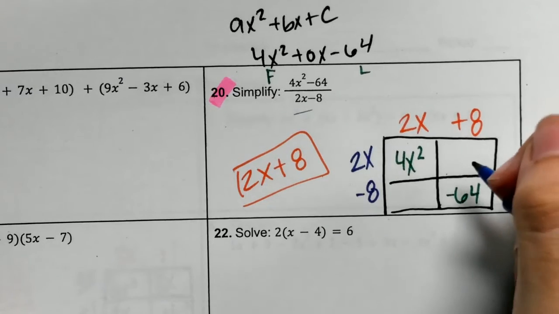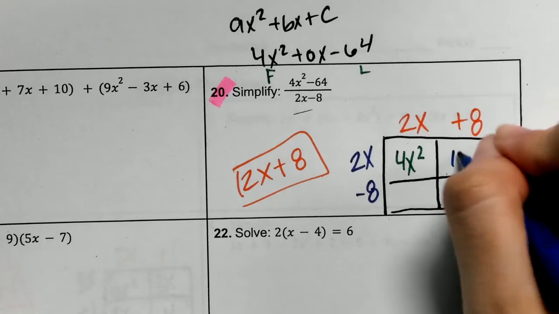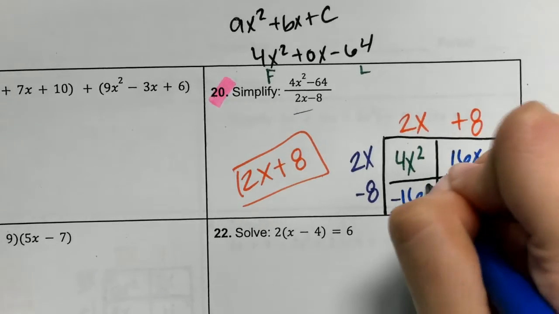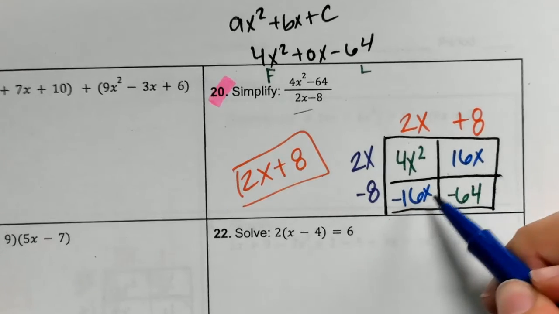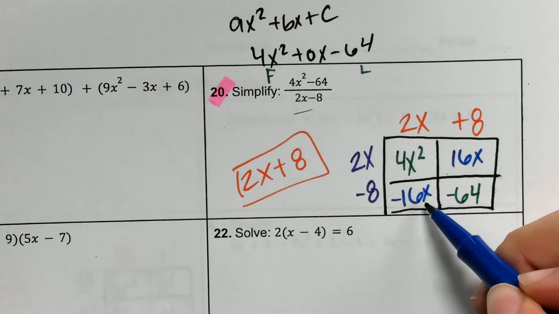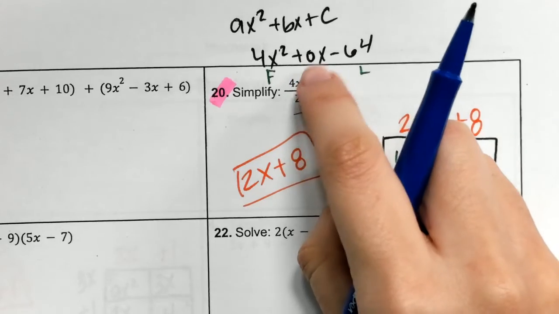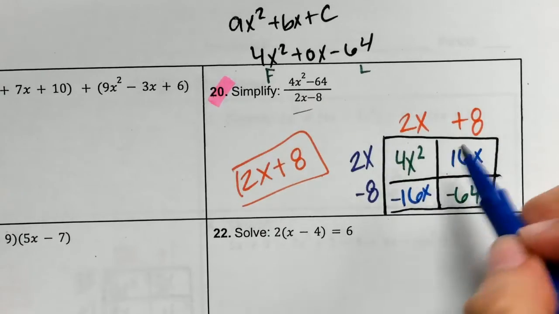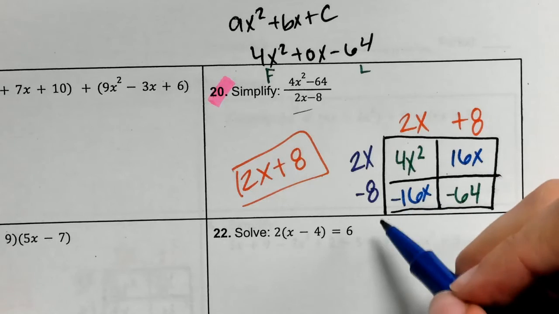But let's check our answer. Maybe we're wrong. 8 times 2x is 16x. 2x times negative 8 is negative 16x. If you combine these, 16x minus 16x is 0. Notice you end up with that 0x. That's why you only have a first and last term, because your diagonals end up canceling out. So we did it correctly.